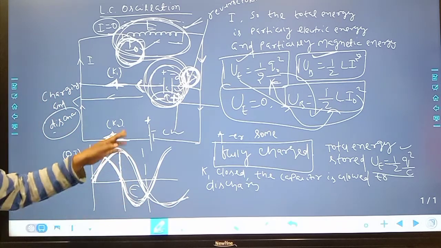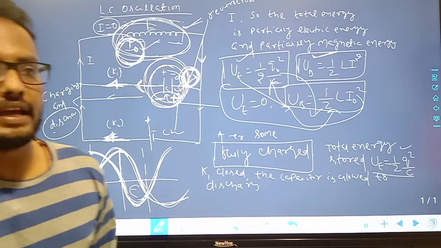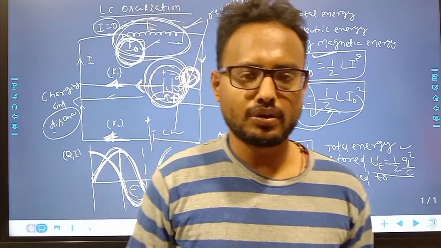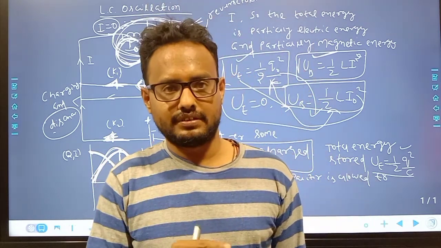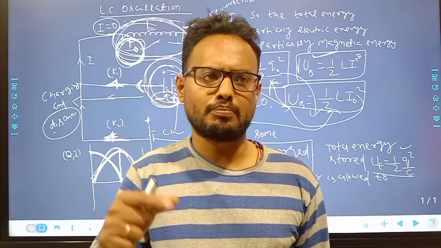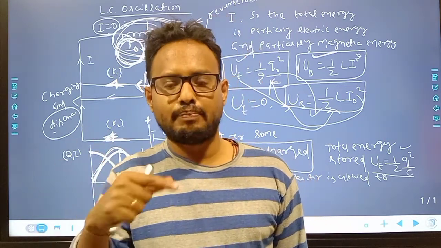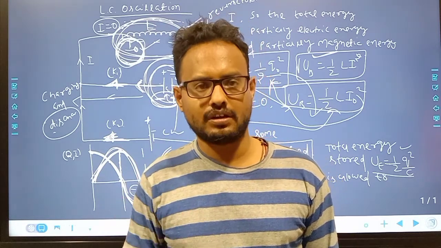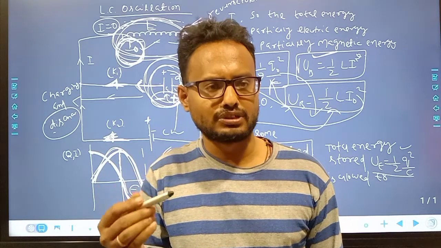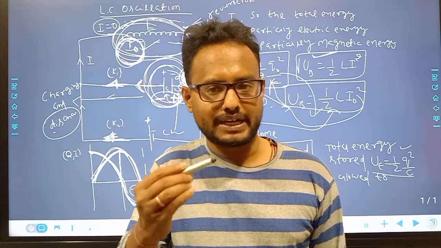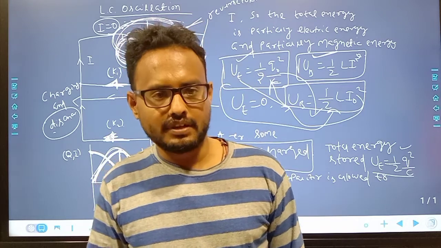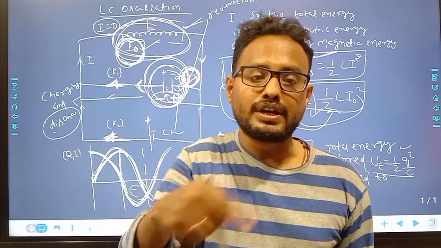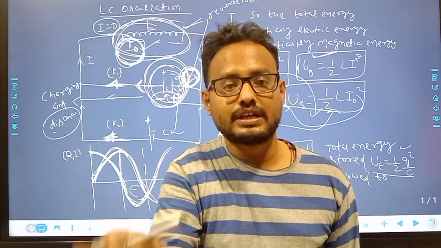So LC oscillation means that when a capacitor is connected to a non-resistive inductor, the electrical energy stored by the capacitor is converted into magnetic energy by the inductor and vice versa. At a particular time, electrical energy is converted into magnetic energy, and magnetic energy is converted into electrical energy, but the direction periodically reverses.